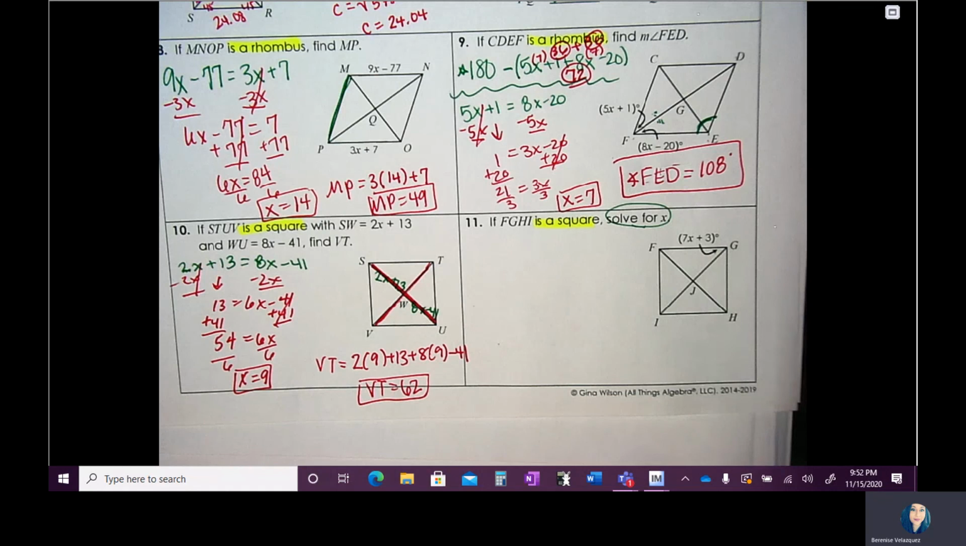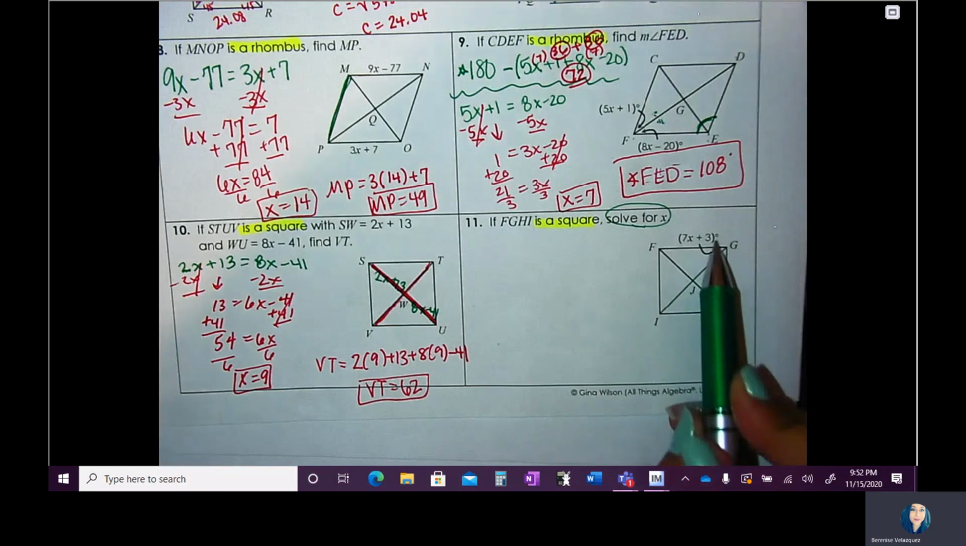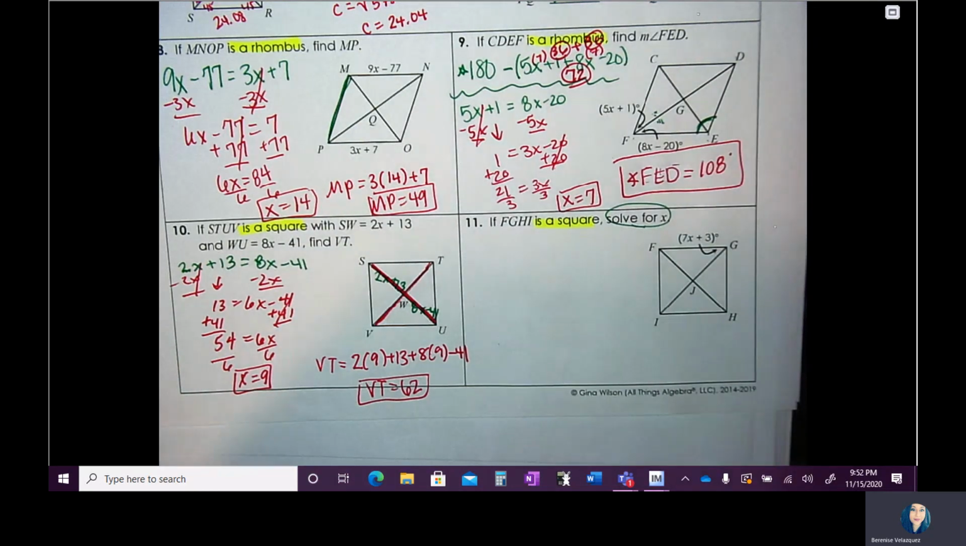Yes, the other side is also 7x plus 3, but that still doesn't get us anywhere because you can never set something equal to itself. It's saying like 1 equals 1. If you set this equal to 7x plus 3, it's not going to get you anywhere. So you have to go back and remember what all of the angles are. And the reason I know that this is an angle question is because it has a degree symbol right there. So that's a big hint.